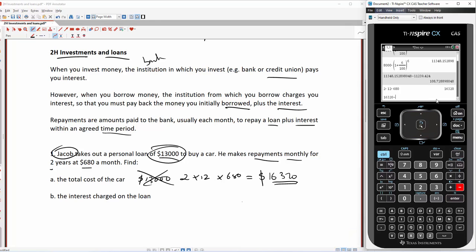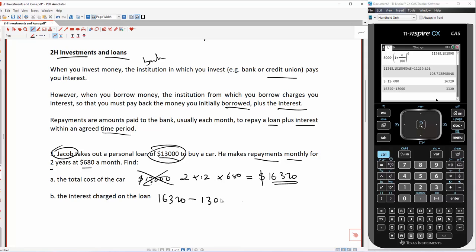So the interest charged on the loan is going to be simply the amount Jacob paid, which is this amount, subtract what the actual cost of the car was. So this one is going to be 16,320, and we're going to remove the actual cost of the car, and what's left over is the interest. You might ask, well, why would you do that? Why wouldn't you just pay the $13,000 for the car rather than pay the bank or whoever it is $3,320 extra?